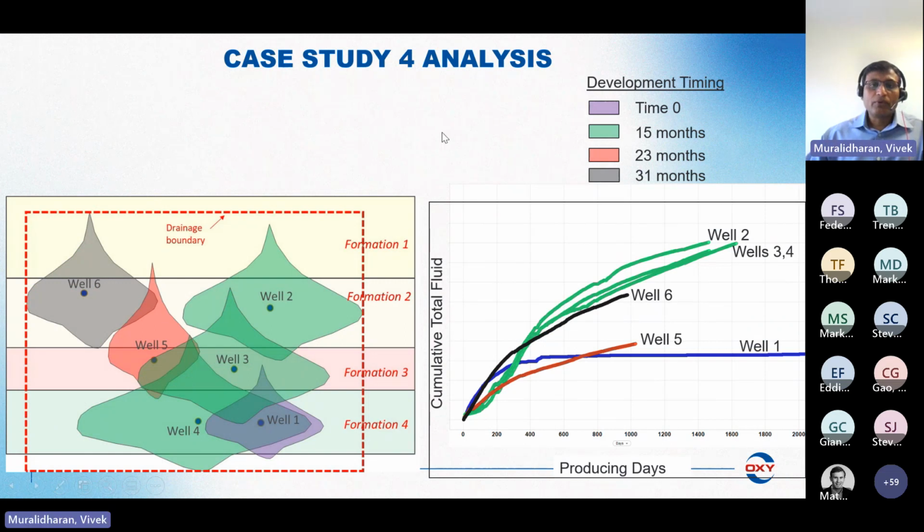In case study 4, we have 3 wells coming after 15 months of standalone production. Now you can see that the new wells had a big impact on well 1. You can see that it's almost flatlined after these 3 wells came on.